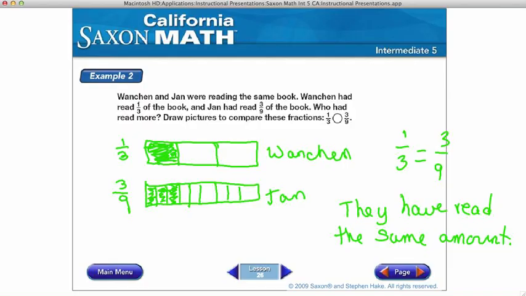Your lesson practice is A through D. Make sure you draw pictures, and I will see you tomorrow.